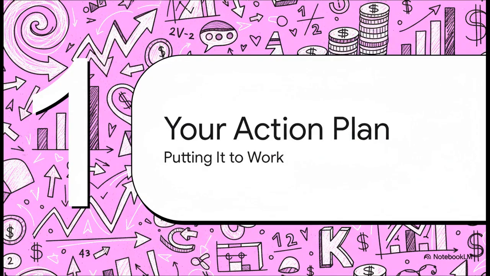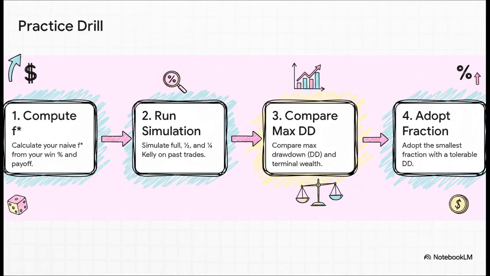Okay, so that's the theory. Now let's actually build this into a practical action plan that you can use. Here is a super simple exercise you can do. First, calculate your full Kelly number based on your trading history. Then run a quick simulation. You can do this in a spreadsheet. See what your worst drawdown would have been using full Kelly, then half Kelly, and then quarter Kelly. The results will probably blow your mind and show you exactly why a fractional approach is so much safer. Then you just pick the fraction that leads to a drawdown you can actually live with.